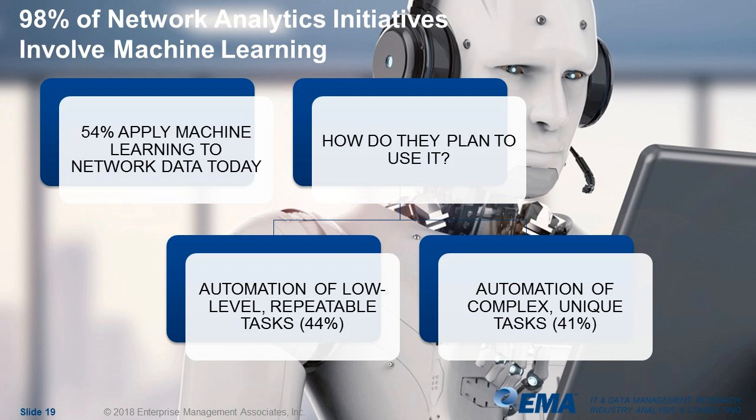And here, we asked them, primarily, how do you think machine learning will be used in your organization? And they're kind of split here. 44% said automation of low-level repeatable tasks, and then 41% said automation of complex, unique tasks. So they're kind of split on how they're going to go here. I mean, some of them are moving towards closed-loop operations in some way, whereas a larger plurality of them are focused on just, I guess, letting their people focus on the complex tasks and get the low-level repeatable tasks out of their engineers' workflows and daily lives.